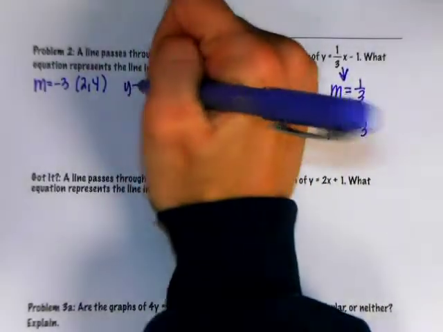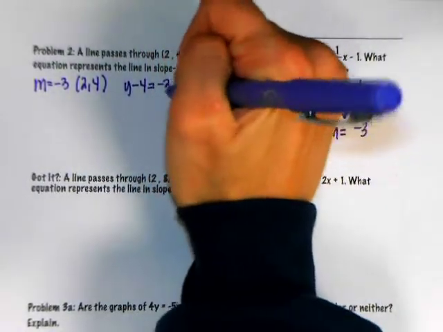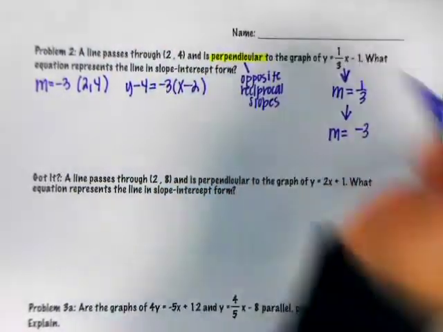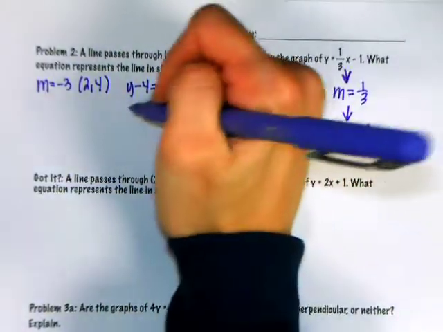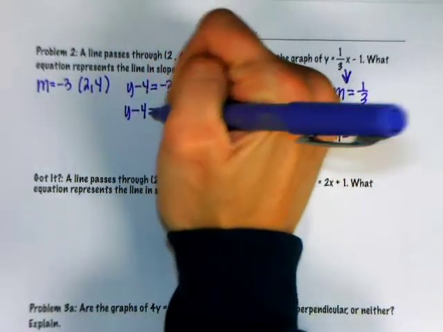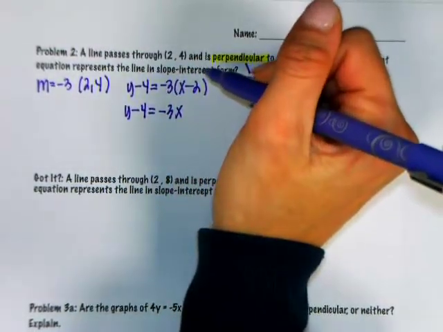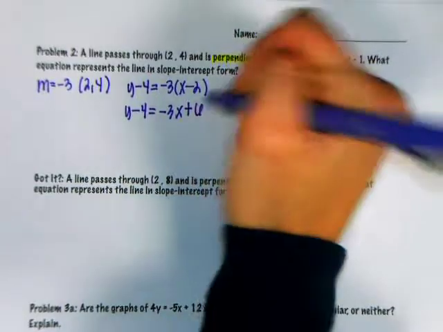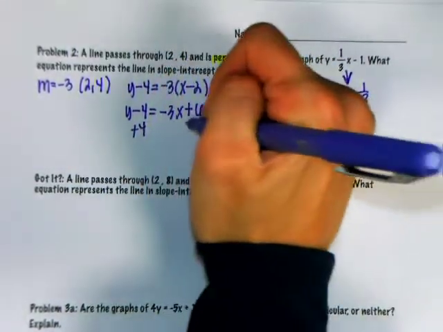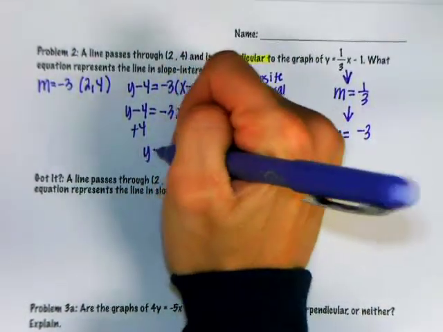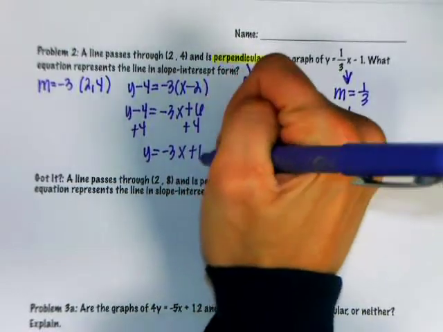So y minus 4 equals -3, x minus 2. Distribute. So that's going to be -3x. What's -3 times -2? 6, so plus 6. Add 4. Y equals -3x plus 10.